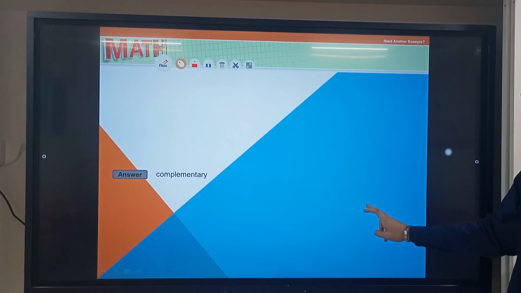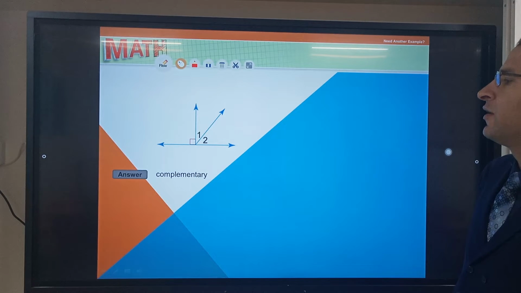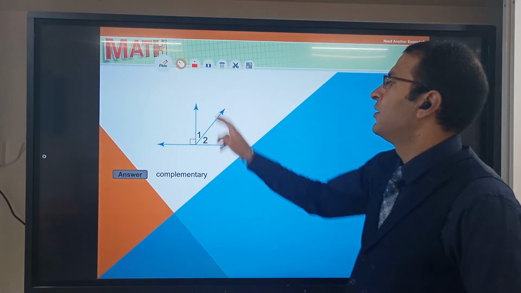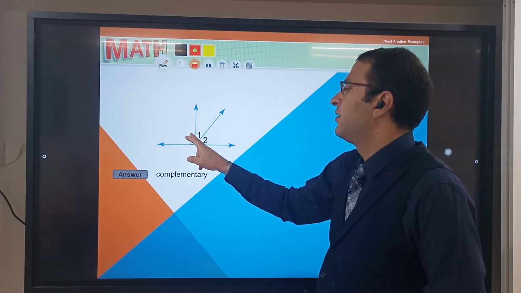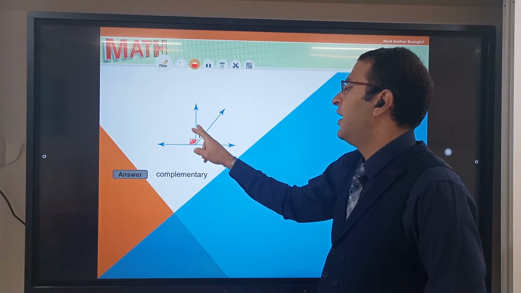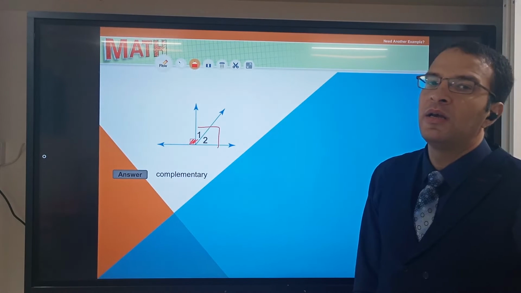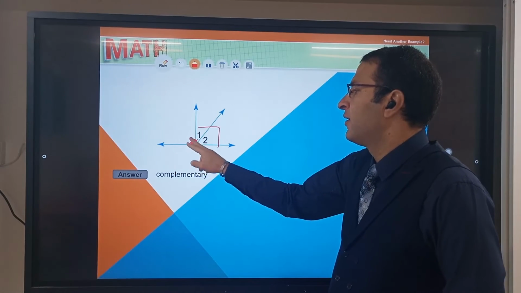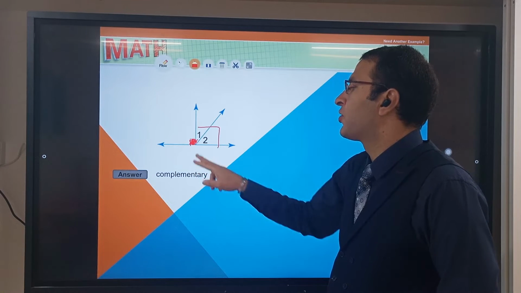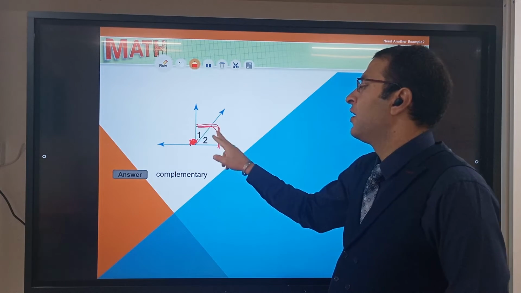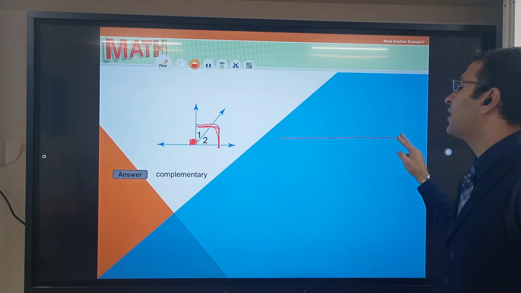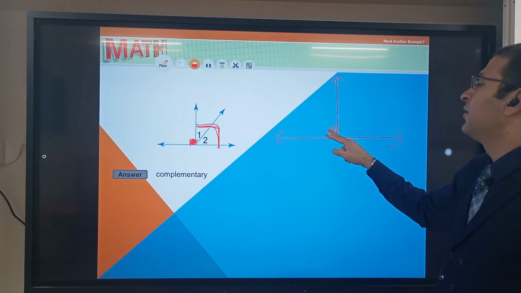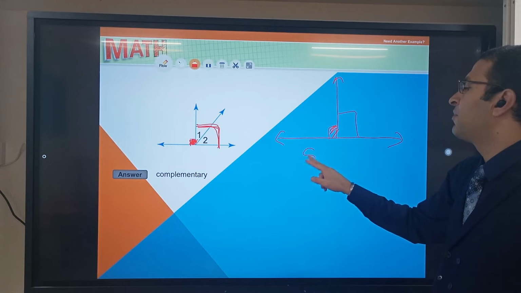Another example, he gives me what? These two angles. Look with me. Because we have this angle as 90 by this shape, this angle, the red one, and this one will be complementary. Again, this angle, the red box with the white box here, they are supplementary.